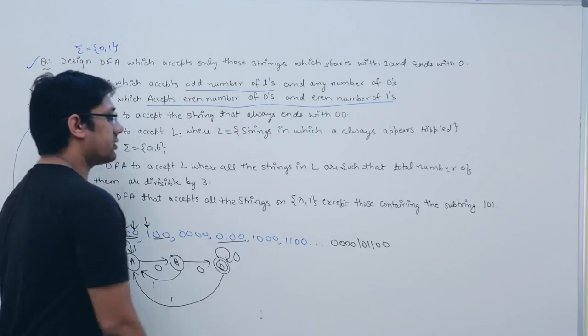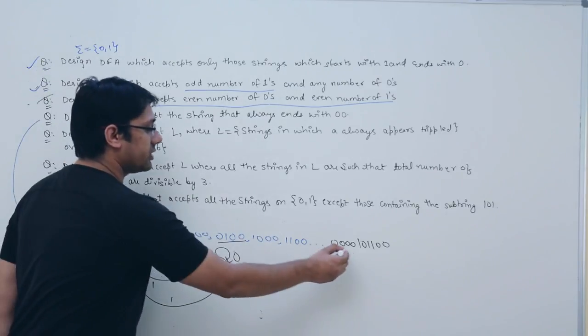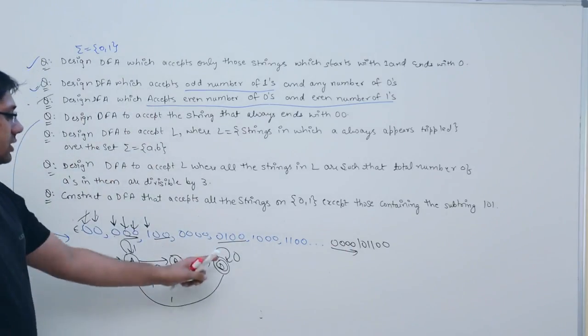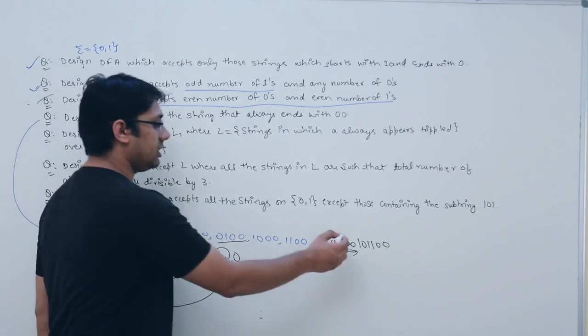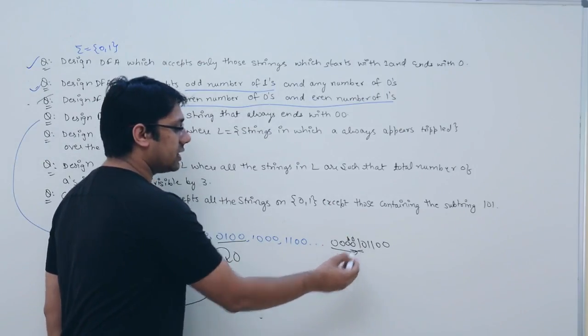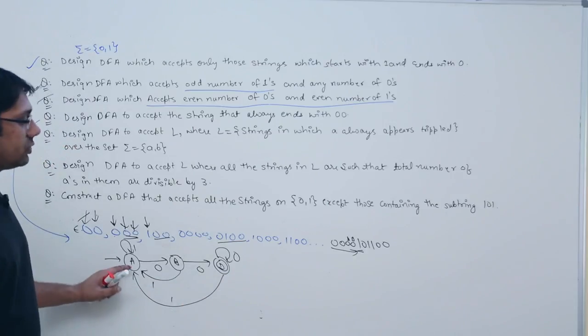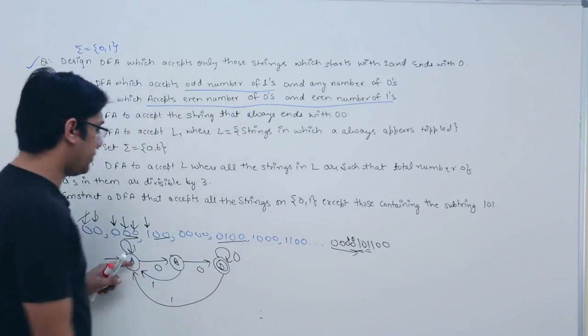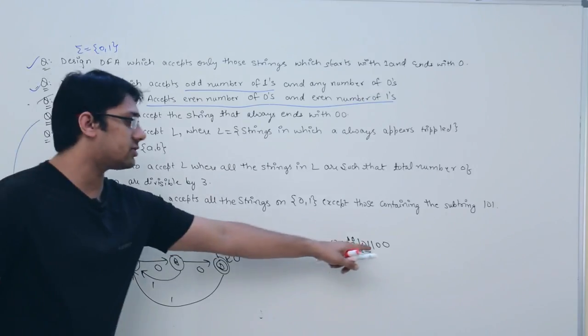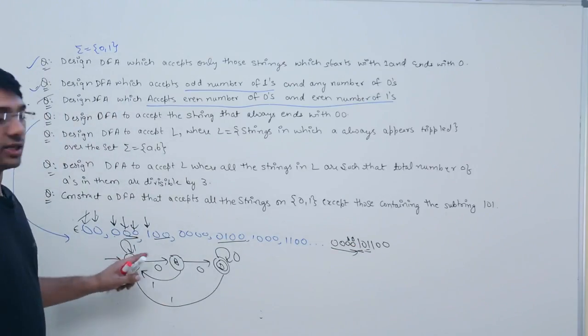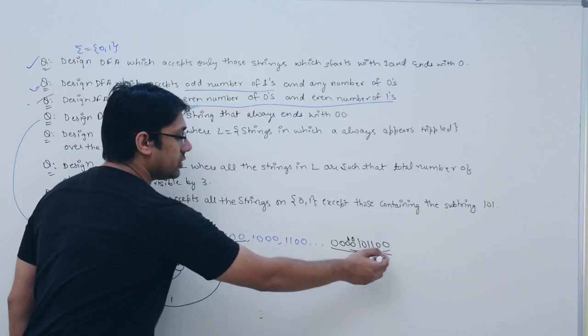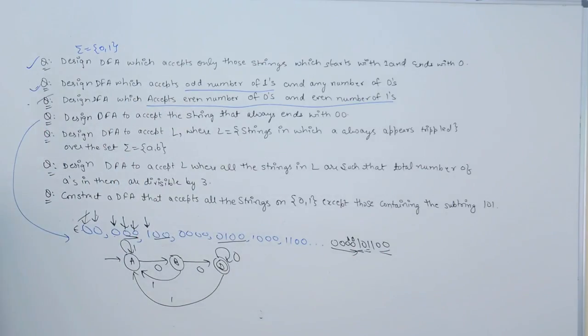In any case, for example, if you have a string like 00001101100, from all these beginning zeros we make a transition from state A to state D, and we stay at state D. As soon as we get a 1, we make a transition from D to A. By looking at a 0, we make a transition from A to B. By looking at these two ones, we again stay at state A. By looking at the last two zeros, we again make a transition from state A to state D. After reading the complete string, if we are at a final state, that means the string is accepted. Therefore, this one is also okay. We have done this. Now let us do the next one.